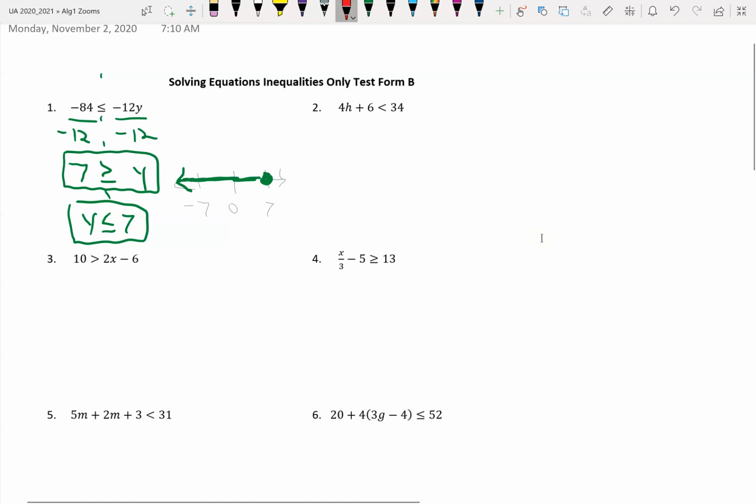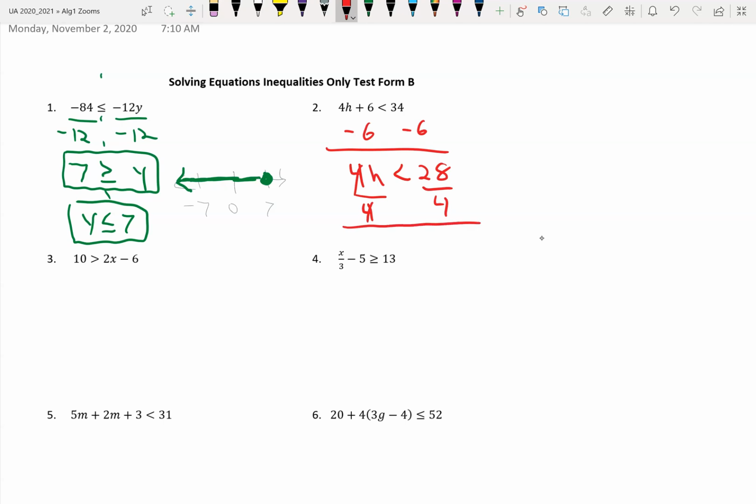Number 2. Solving for h, we will first subtract 6 on the left and the right. Left-hand side expression becomes 4h, preserving our inequality. 34 minus 6 is 28. Then we divide by our coefficient 4. 4 cancels with 4 to leave h on the left-hand side. Again, preserving our inequality. 28 divided by 4 is 7. H is less than 7.